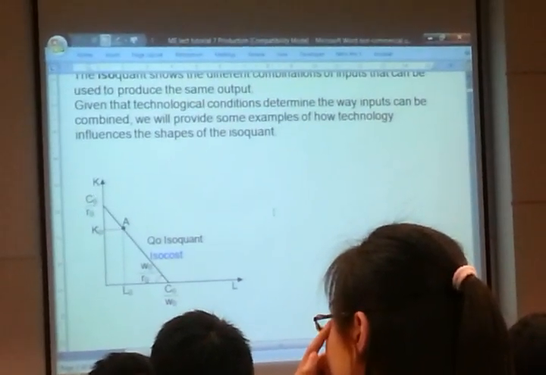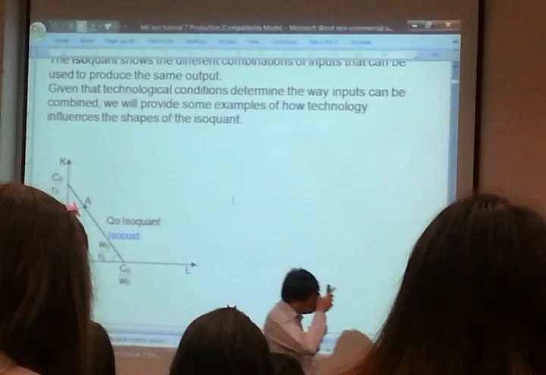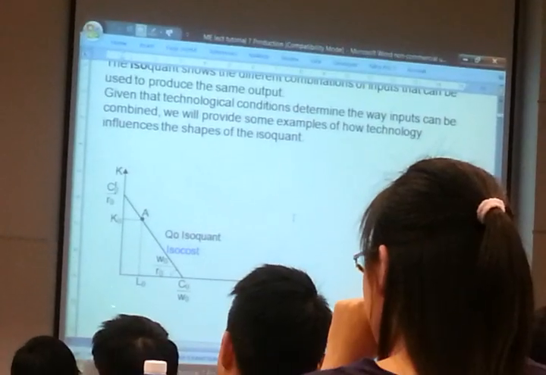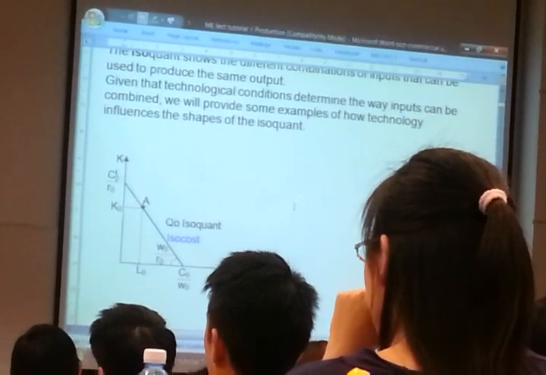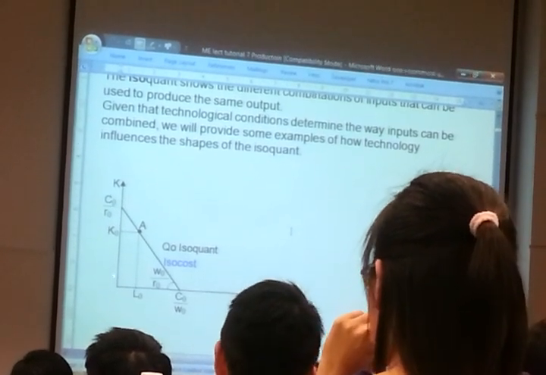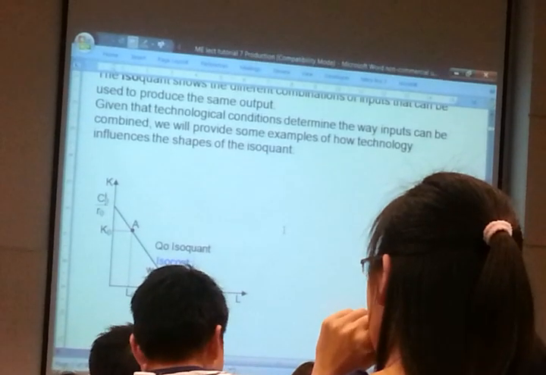For example, you draw this straight line, how many points do you need? You need two points, right? So first, the firm's budget or the cost is C naught. On the vertical axis, how many labor does the firm buy? 0. So the firm is buying 0 units of labor. How many capital can they buy?